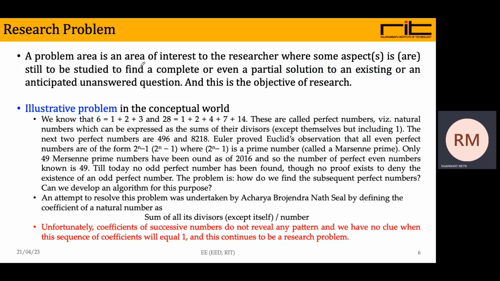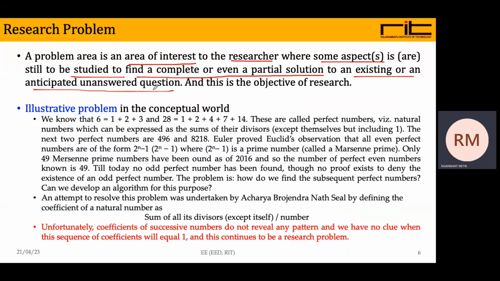And a problem area, in the research problem we need to identify the research areas. So how can we do that? Here is one example. A problem area is an area of interest to the researcher where some aspect or some aspects are still to be studied to find a complete or even partial solution to an existing or an anticipated unanswered question.